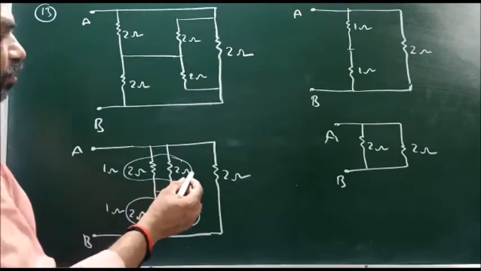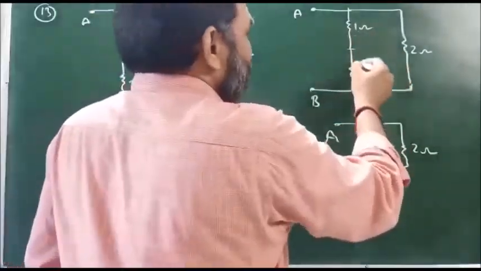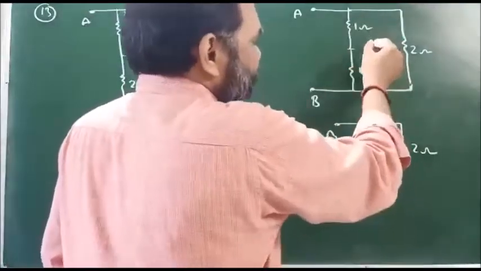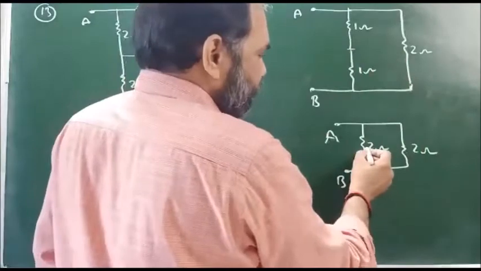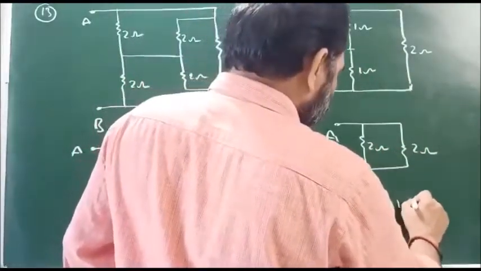So now this circuit can be redrawn like this. In this case, the 1 ohm resistors are present in series combination, their effective is 2 ohms. That's why this circuit can be redrawn like this. Finally, here these 2 ohms are present in parallel combination, therefore the effective resistance between A and B is 1 ohm.